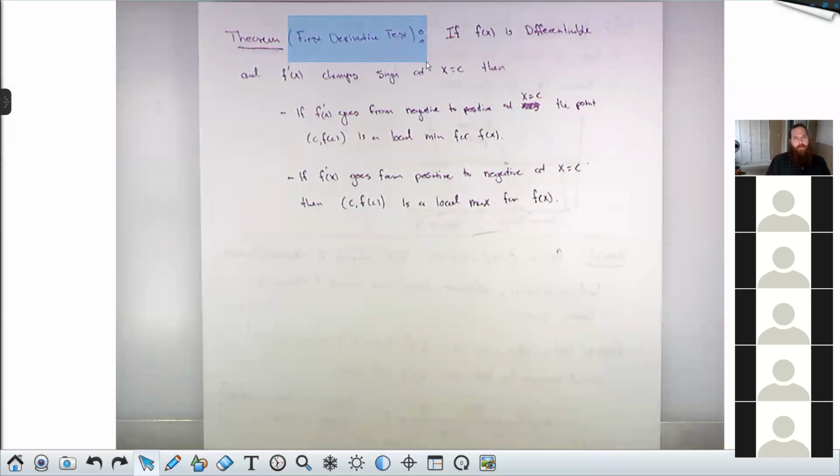So this is called the first derivative test, and it's what we're doing with that number line. The logic here is very straightforward. If f prime goes from negative to positive, that means f goes from decreasing to increasing. The only way to go from decreasing to increasing is to roll through a little valley. And those little valleys we know are all local mins. If f prime goes from positive to negative, that means we're going from increasing to decreasing. And the only way for that to happen is if you roll through a little hill. Those little hills are all local maxes.